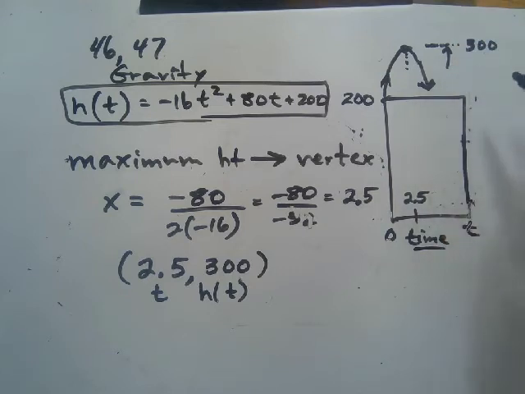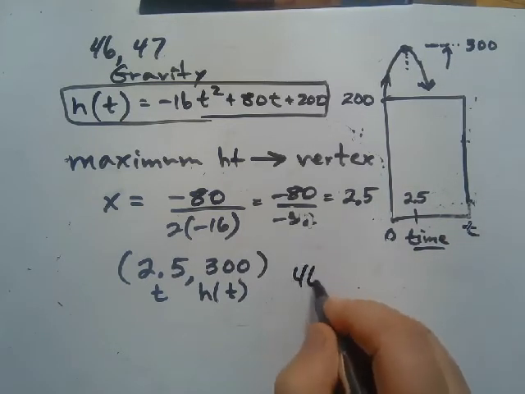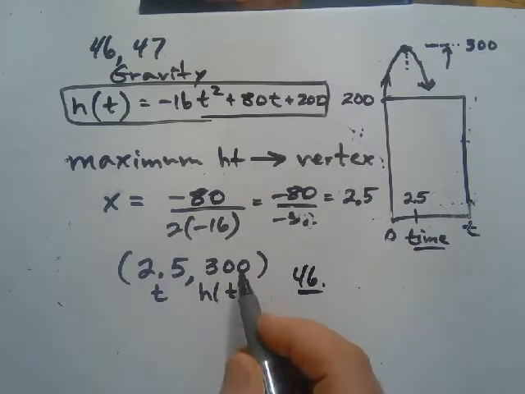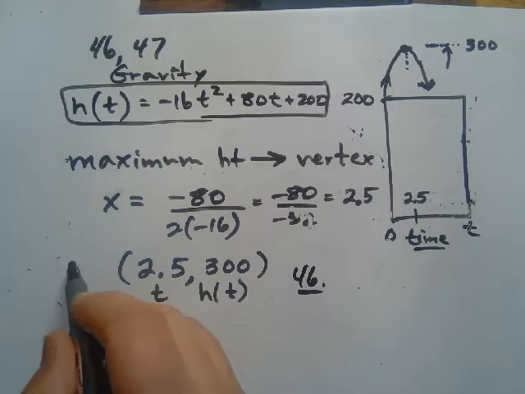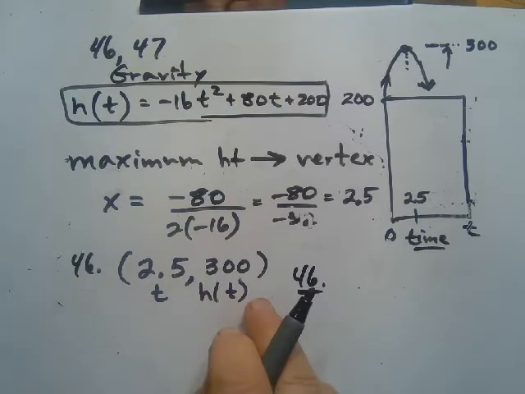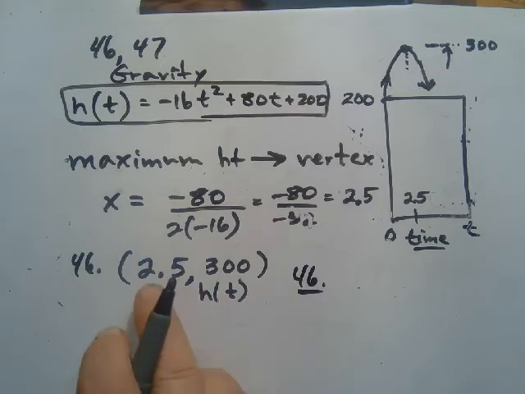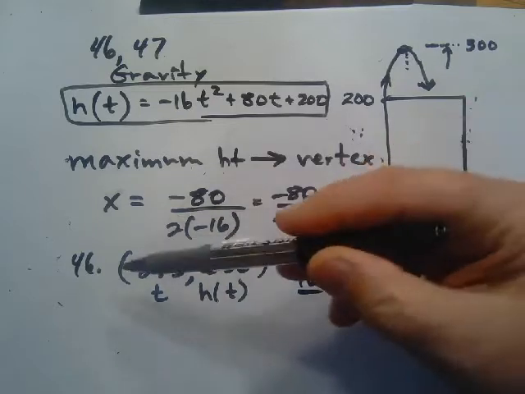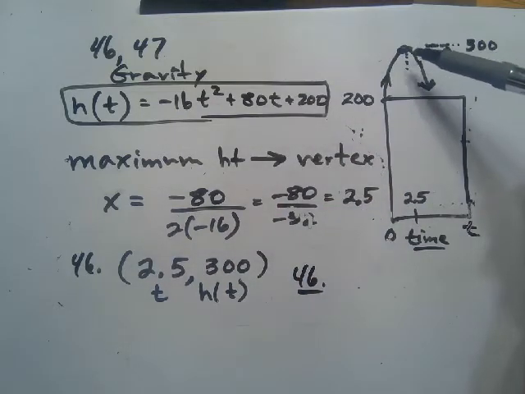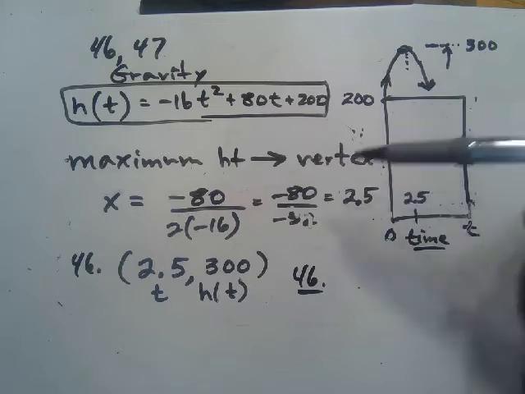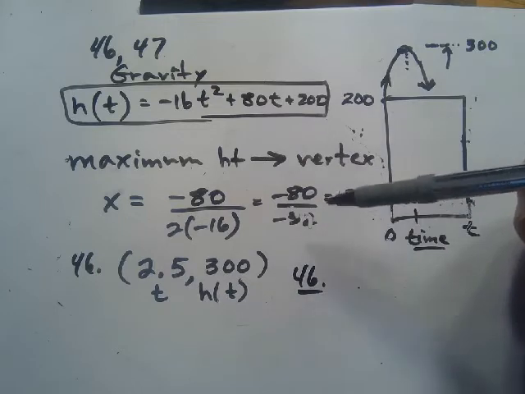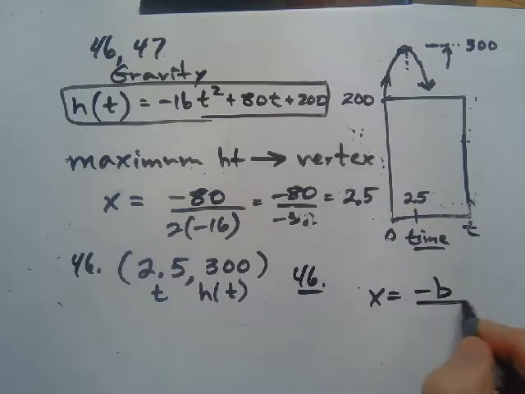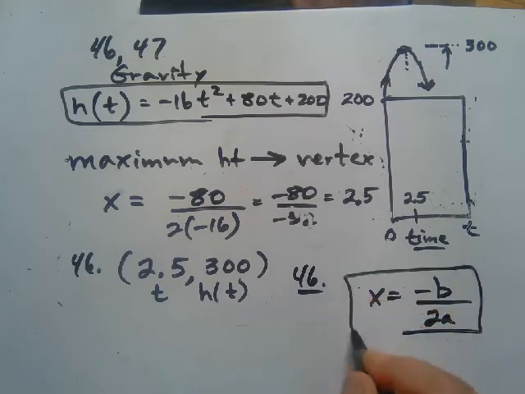Okay? So our answer for number 46 asks, what is the maximum height and the time? Well, there they are. The time is 2.5. This is the answer to 46. And the height was 300 feet. 2.5, 300. That's where the vertex is. You can see that knowing how to find the vertex is going to be critical. Your ability to find that vertex is helped by the fact that you know the formula x equals negative b over 2a. Got to know that formula.